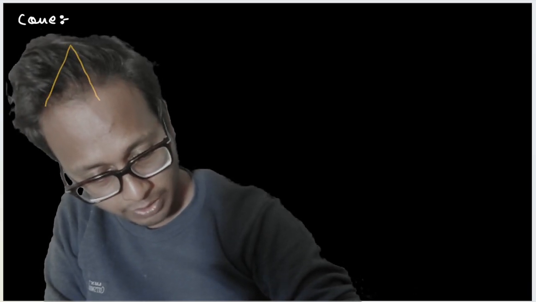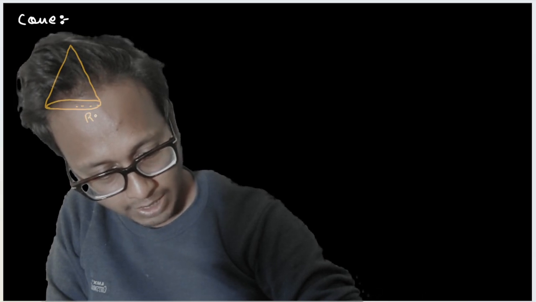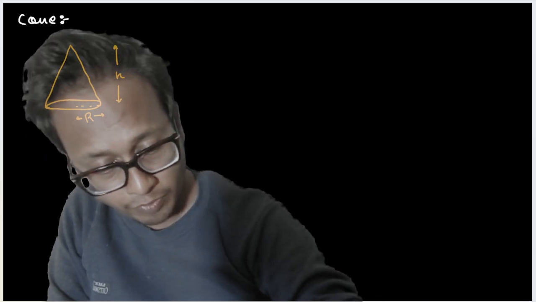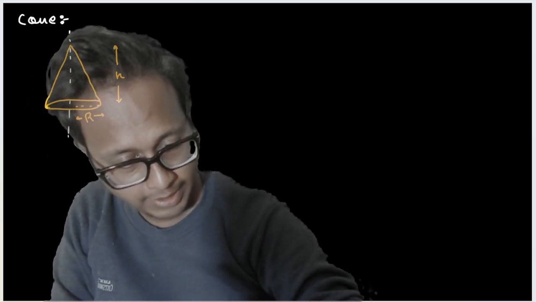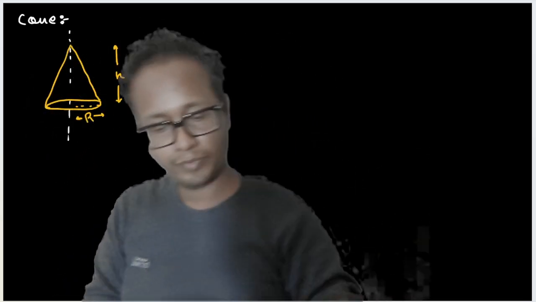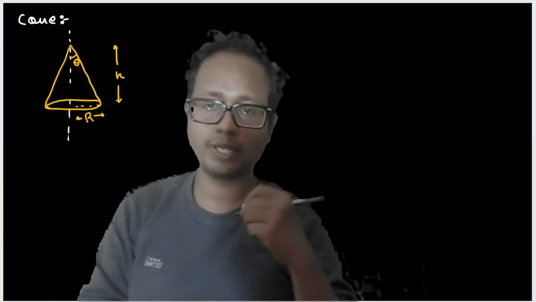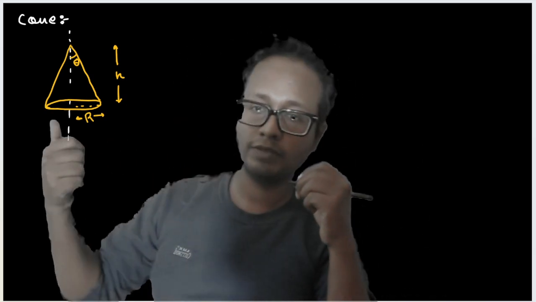So, cone out here. Let there be a solid cone, that means the cone is filled. The base radius of the cone is r, and the height of the cone is h. We have to find the moment of inertia of this cone about this axis. The semicone angle is given by theta. How do I find the moment of inertia of this cone?